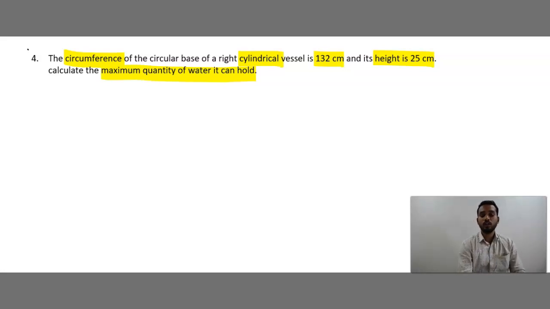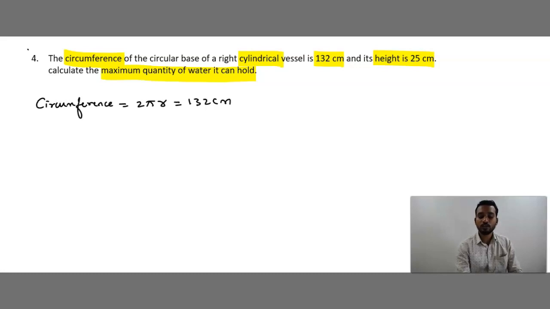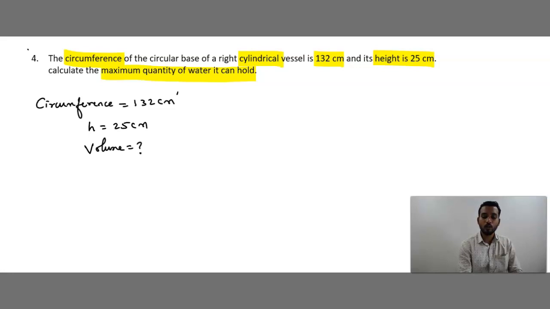Let's solve. What has he given? Circumference. So what is the circumference formula, children? Circumference means 2 pi r. So how much is the circumference? 132 centimeter, means 2 pi r. Let me write like this: circumference is equal to 132 centimeter. First we write the data, later we split that. Height is 25 centimeters. What should we calculate? Maximum quantity of water it can hold. It means we need to find the volume.